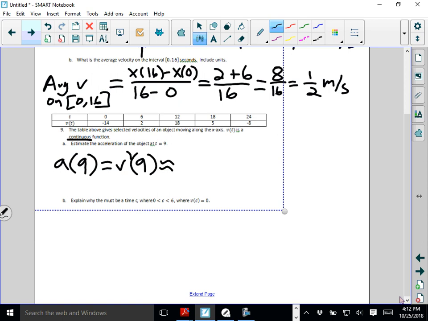So A of 9 or V prime of 9 is approximately going to be V of 12 minus V of 6 over 12 minus 6. Right? It's always these ones divided by these ones. Right? V of 12 is 18. V of 6 is 2. 12 minus 6 is 6. 18 minus 2 is 16.